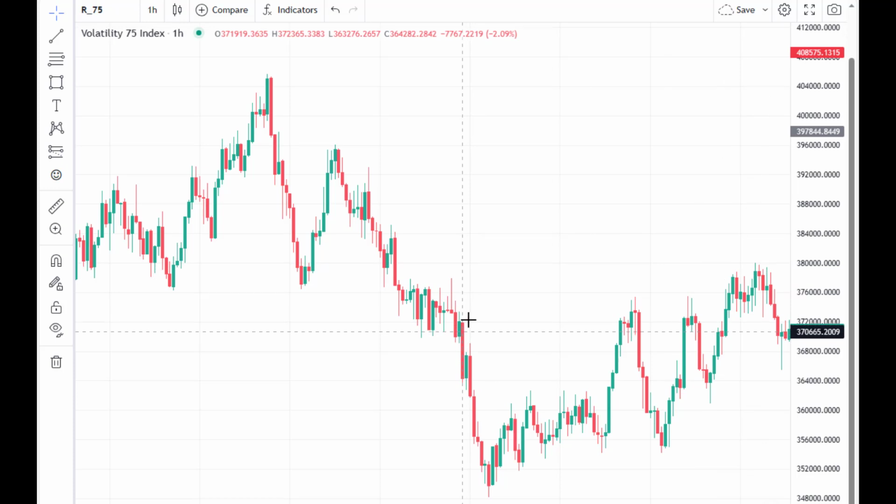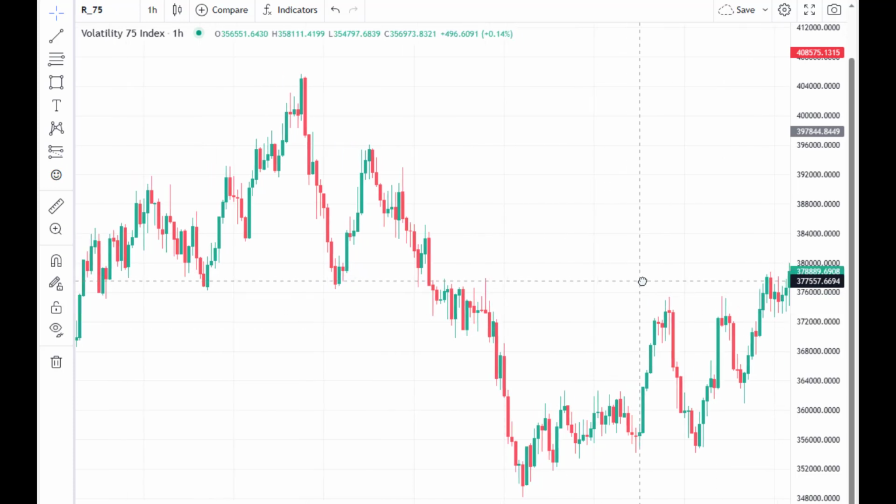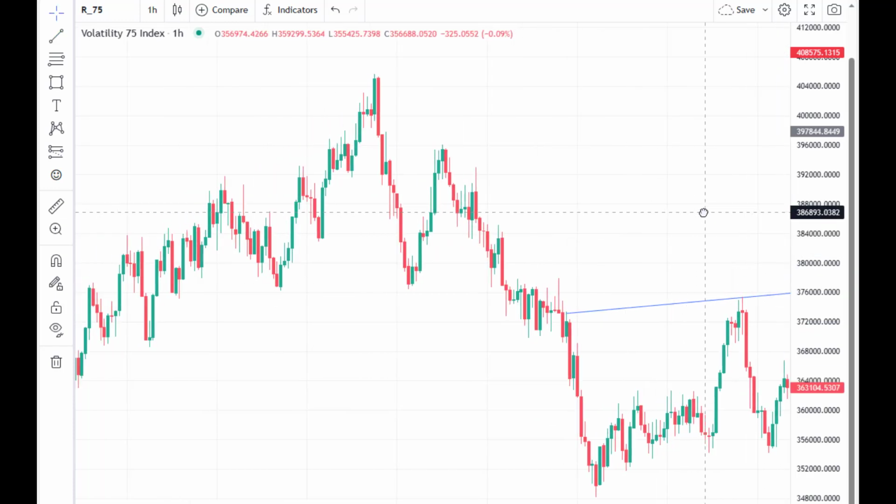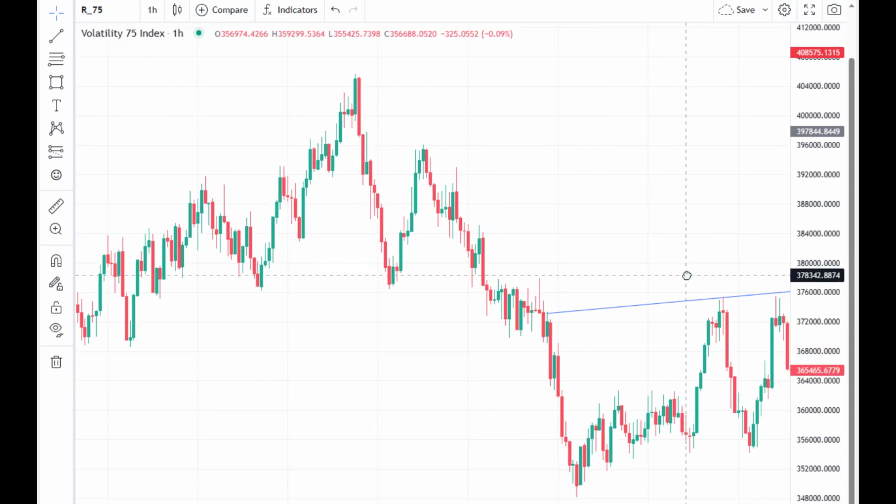So you can just drag from here to here. You just put your cursor there, and then you drag, you connect. So you have already gotten two touches. Once you get two touches like this, once, twice, you wait for price to come back the third time. From the third time, you look for rejection candles, and then you are going to be shorting.